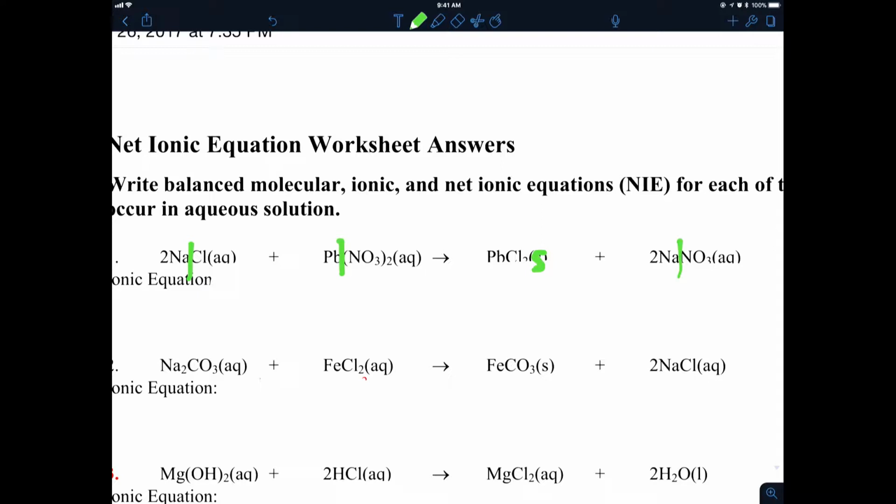We need to get to PbCl2. And what makes the PbCl2? Well, we can come over here. We have lead going into PbCl2. We have chloride going into PbCl2. That makes sense, doesn't it?